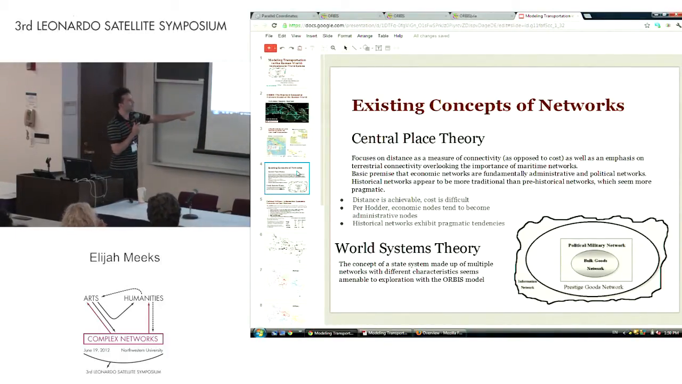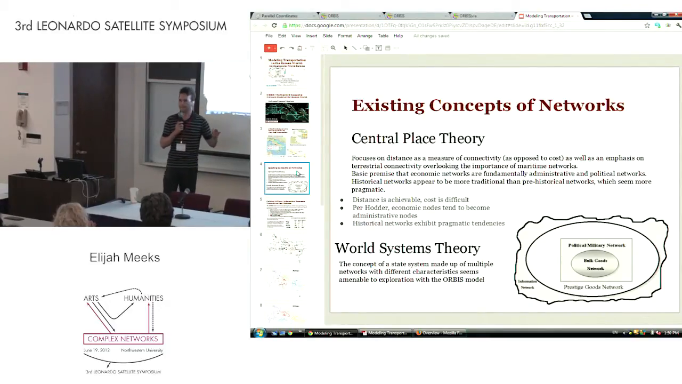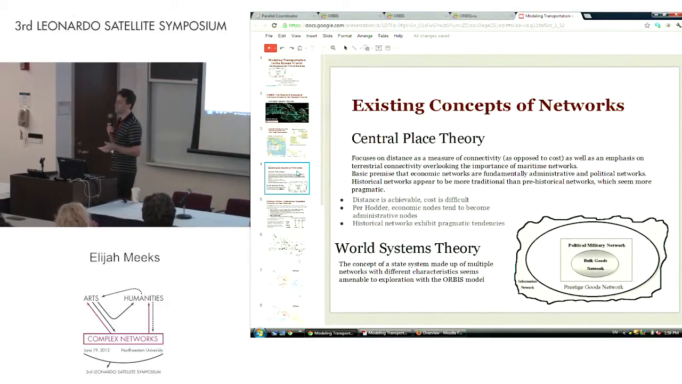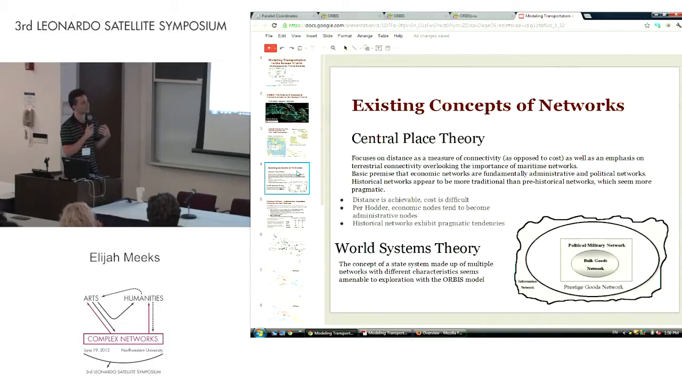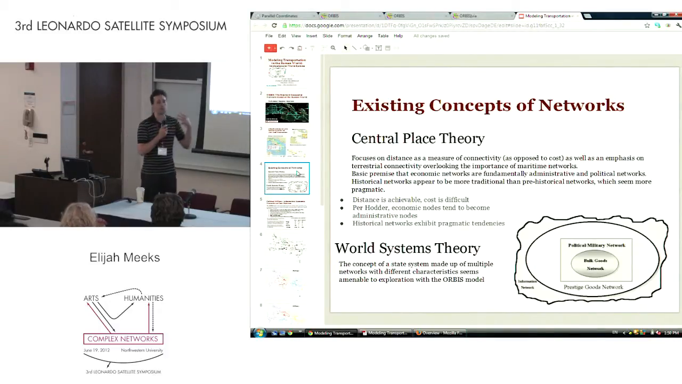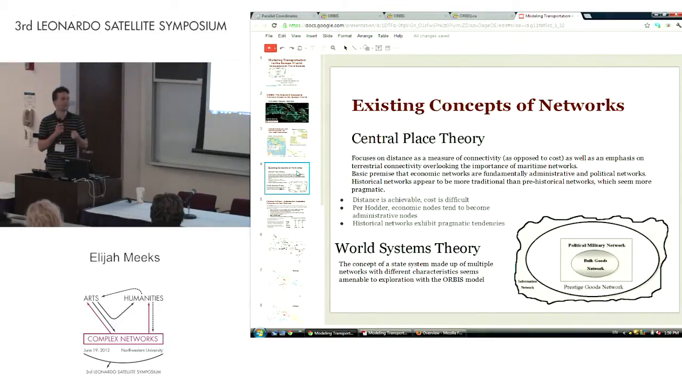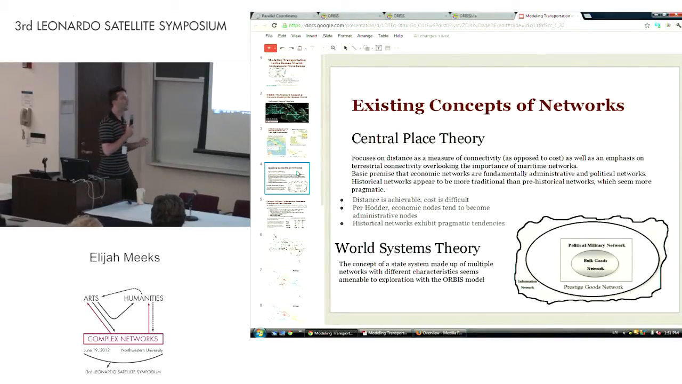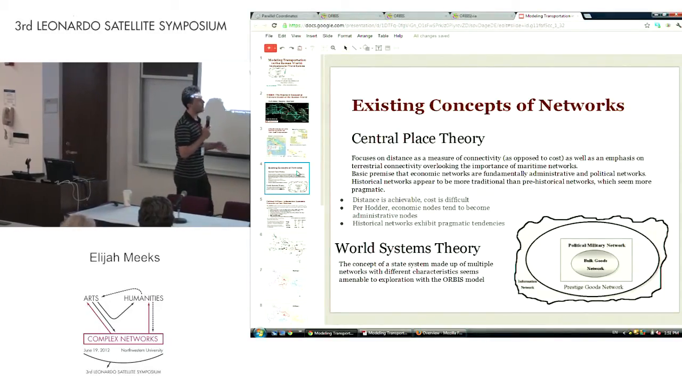But what I'm particularly interested in is world systems theory. And one flavor of world systems theory posits that there are 4 networks. There's a bulk goods network for shipping low-value, high-density goods. There's a political military network, which resembles your classical state system. There's a prestige goods network for very lightweight, very valuable goods. And then there's an information network. And it's these 4 networks in interplay that determine what a state looks like.